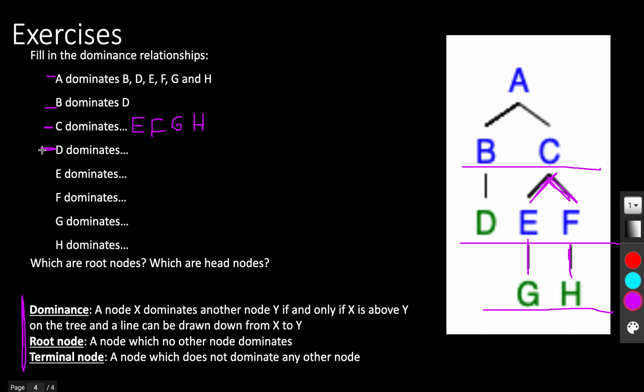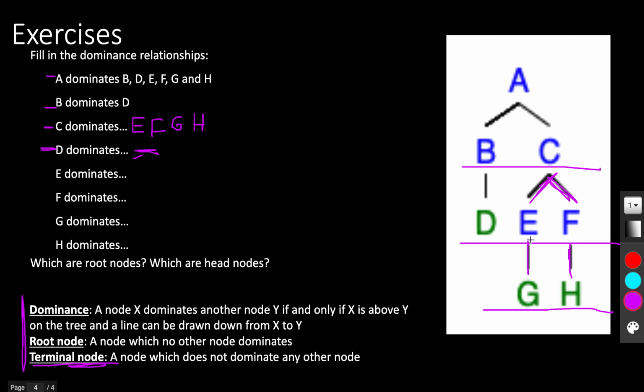For our next node, D, we already gave the example that D is a terminal node, right? It doesn't dominate anything else. Because it is above G and H on the tree, that's true, but we can't draw a line down from it to anything else, right? There's no branch coming off of D right there. So we say D, there's nothing that it dominates. We'll just draw a line right there.